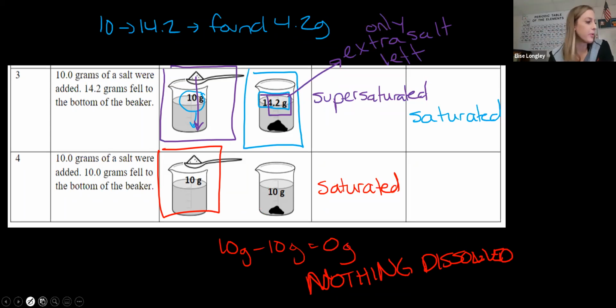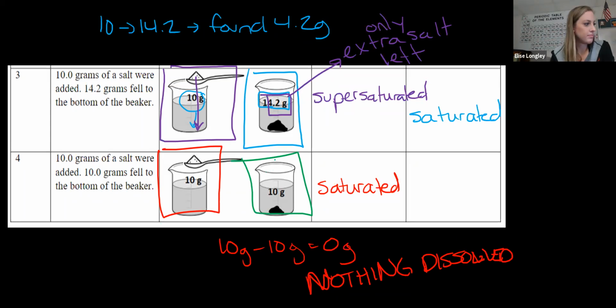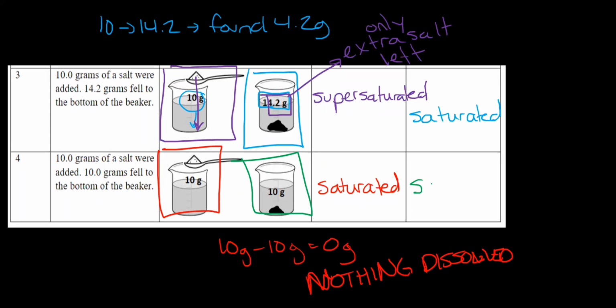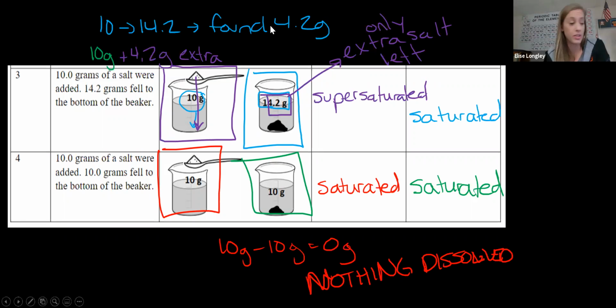Awesome. Faisal, at the end, what is it? I think it stays saturated. Yeah, because nothing dissolved, so therefore nothing changed. Love it. That's good. So I have a question about the third one. For 14.2, that is the 10 grams that we started with plus 4.2 grams that were extra dissolved in the water that should not have been there in the first place. So the 14.2 is the 10 we started with plus 4.2 extra, just to be clear where that 14.2 came from.